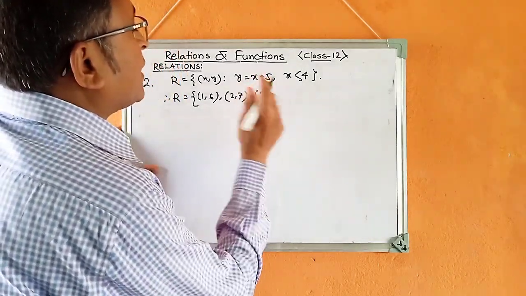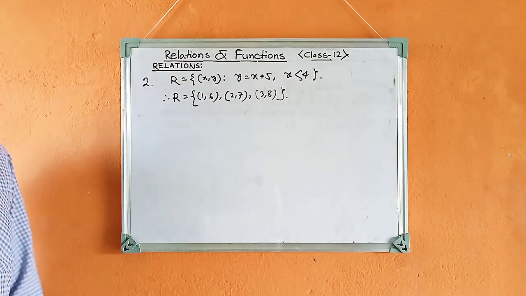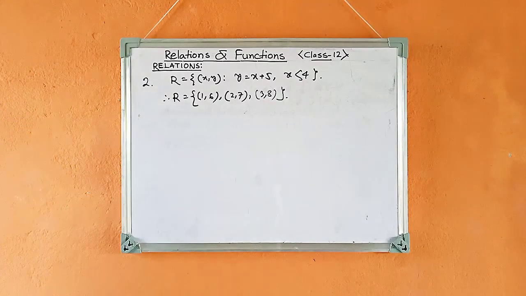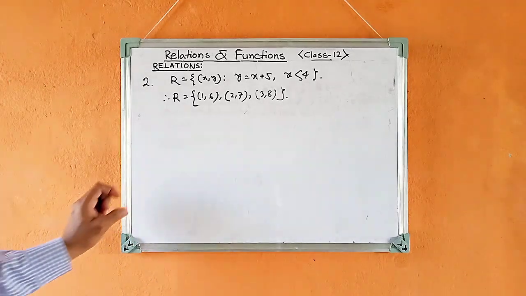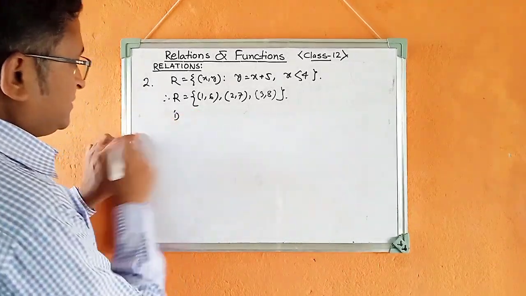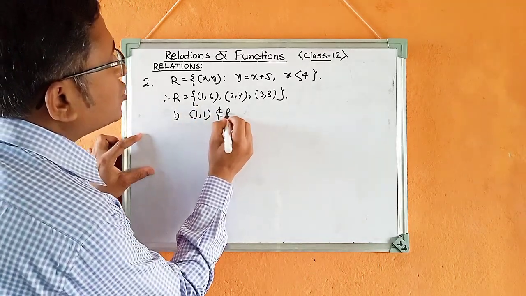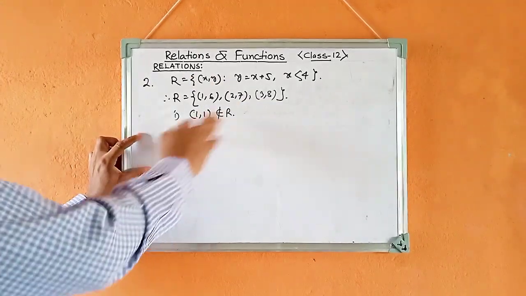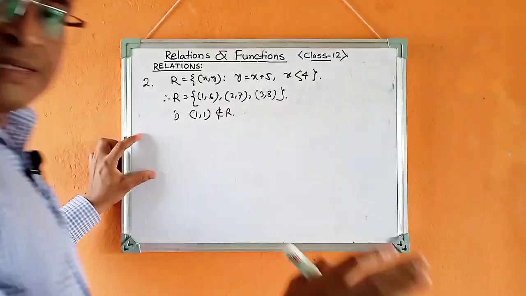So we get 3 plus 5, 8. Okay, we get the relation. Now check whether this relation is reflexive, symmetric or transitive. Check one by one. First of all, check whether this relation is reflexive. 1 comma 1 does not belong to R. 1 comma 1, 2 comma 2, 3 comma 3 do not belong to R. That means this relation is not reflexive.